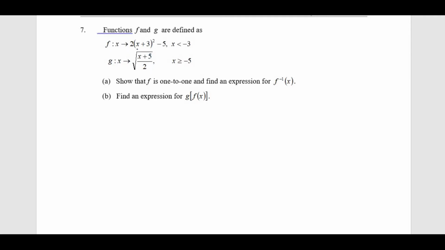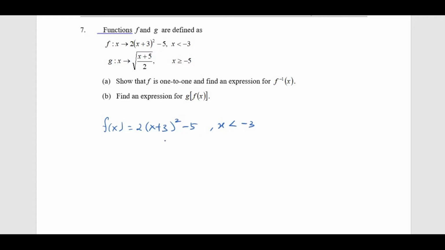So let's say you are given f(x) and you are given g(x). And then we want to show that f is a one-to-one function and we want to find the expression for f inverse. So you are given f(x) equal to 2(x plus 3) squared minus 5, where x is less than negative 3.